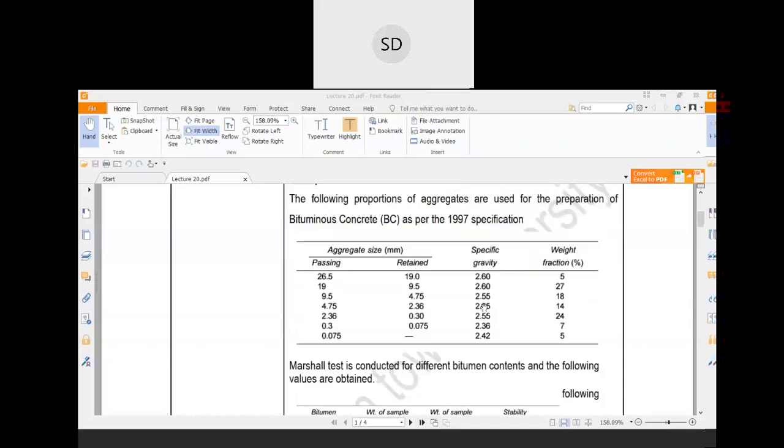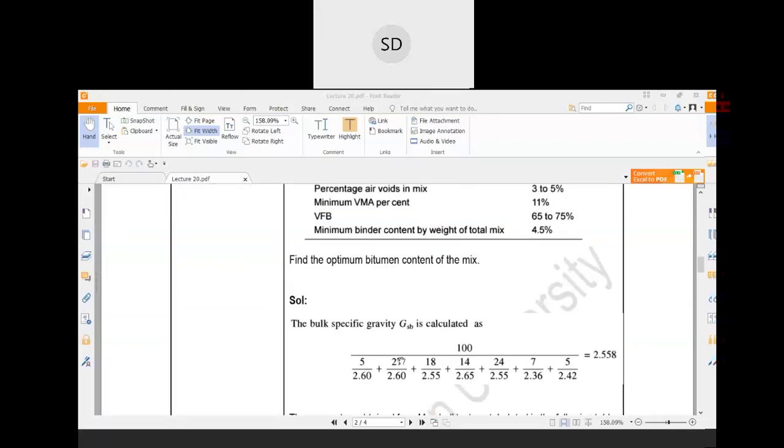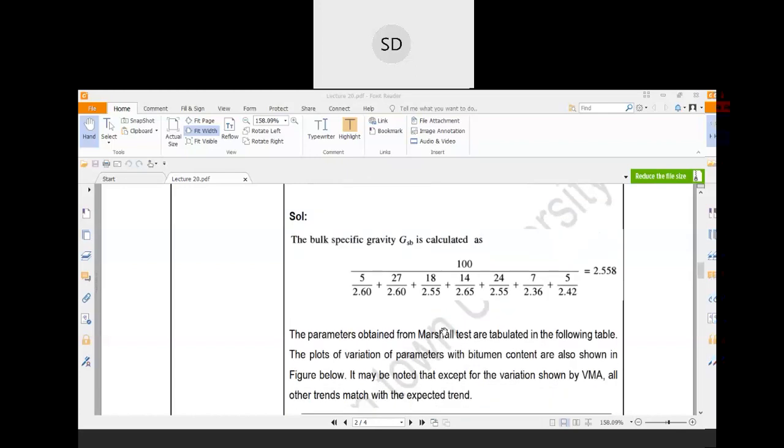Now this overall or bulk specific gravity of the mix is calculated using this formula. Here 100 denotes the total weight of the aggregate. All these values given, 5%, 27%, 18, 14, 24, are percentage values, so the total weight is 100. So it is 100 divided by 5 divided by 2.60, where 2.60 is the specific gravity corresponding to that 5% fraction. Then 27 divided by 2.60, that is the specific gravity of the aggregate for that particular proportion. Likewise, you have to calculate the bulk specific gravity of the mix.